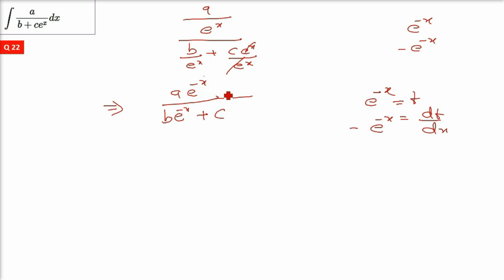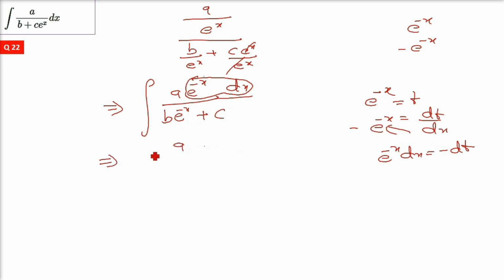So if you take this, let me write it so that I can show you what is the numerator and what we are getting when we put e raised minus x equals t. So e raised minus x into dx is negative dt. Just replace this by negative dt here. A you can take outside because it's a constant, and the negative also, minus dt, so negative I'm taking outside. So dt divided by b, e raised minus x is t plus constant of integration.